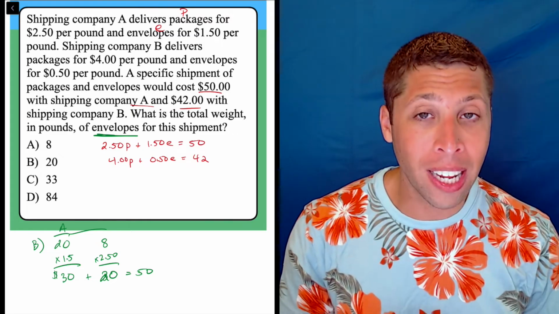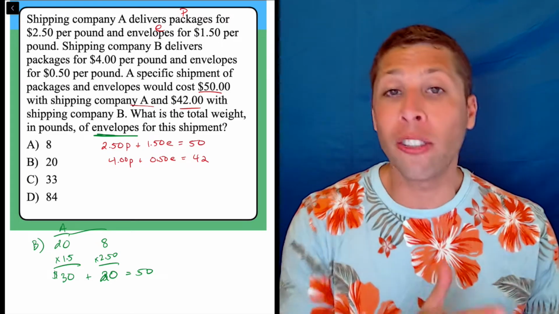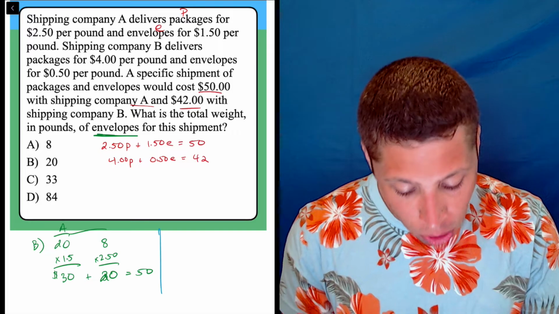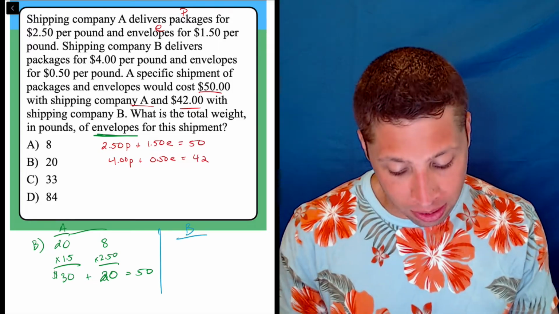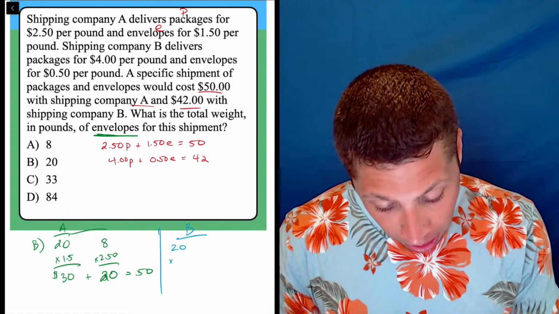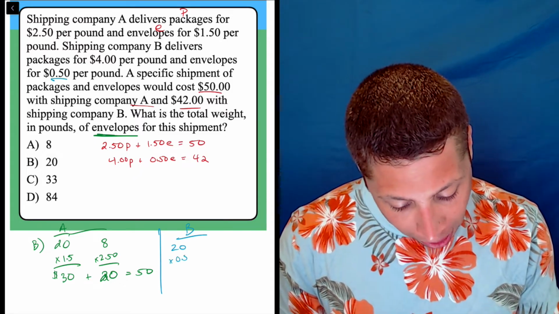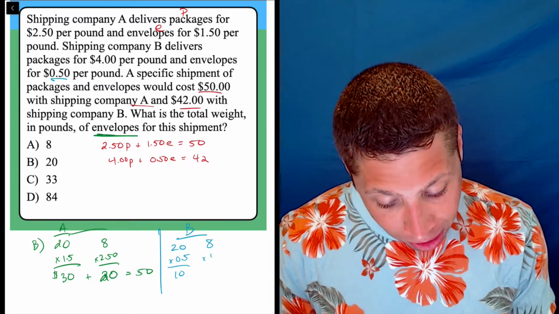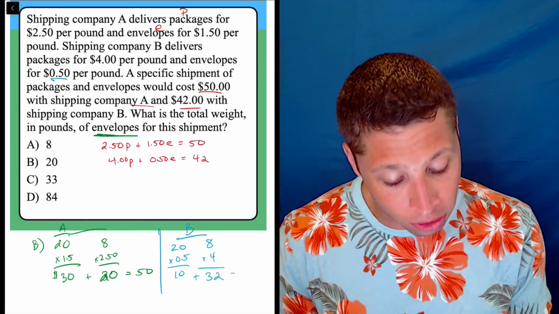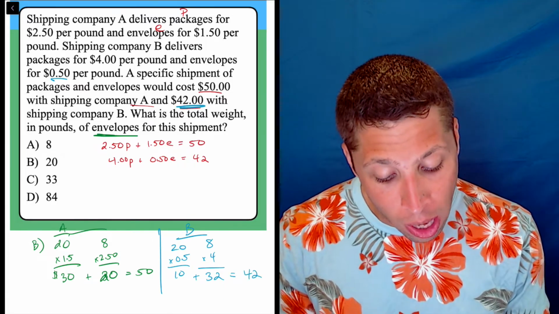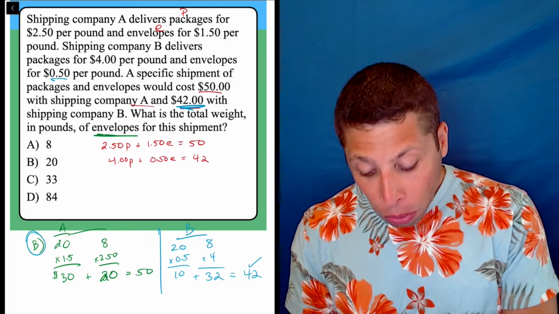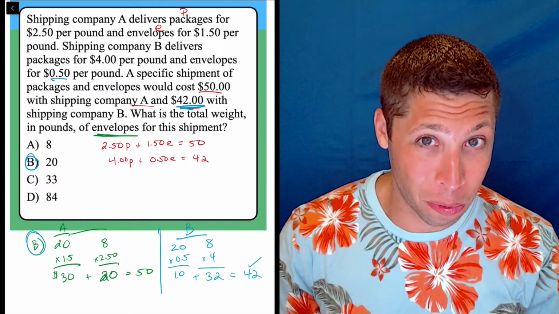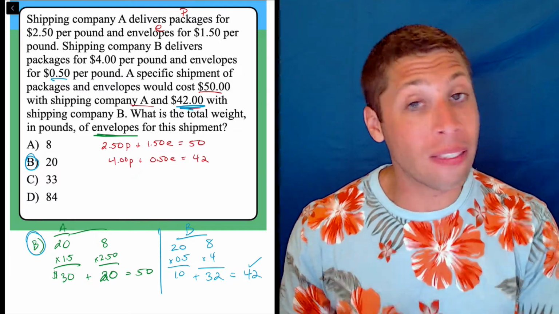But I don't know if this is the right answer because I need to get these same numbers into the equation or the story for shipping company B and see if they work there as well. So let me show you with a different color here. We're going to do B. We're going to do the same thing. 20 pounds of envelopes, and B says that those are 50 cents a pound, so times 0.5, that I can do without a calculator, is $10. Okay, 8 pounds of packages, those are $4 a piece, that's $32. And if I add those two numbers together, I get 42, which is what I was supposed to get. I have just proven that choice B is the answer because all the numbers worked out. But it was a lot of numbers to work out, so I get why this is very tedious and difficult even with the strategic approach.